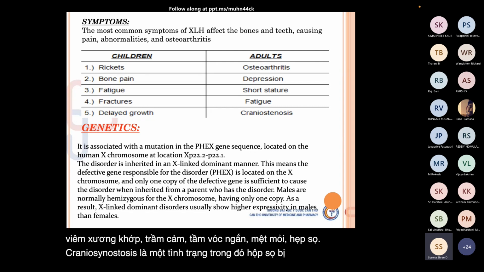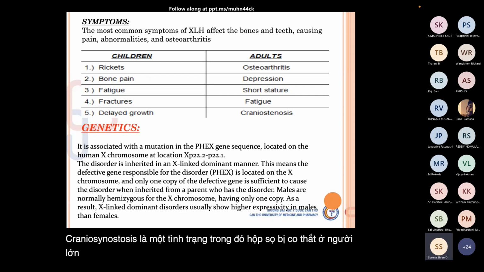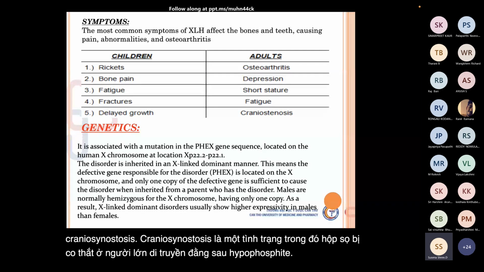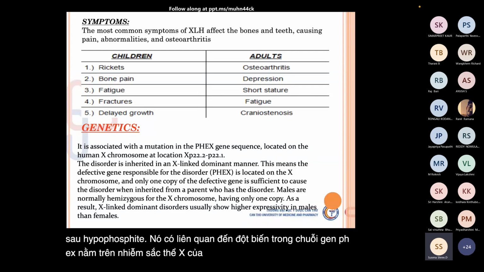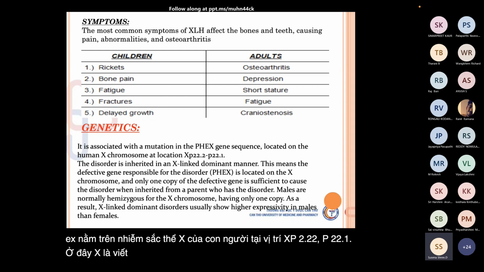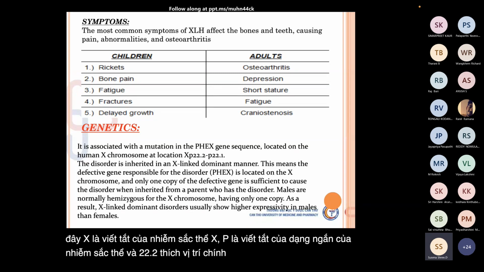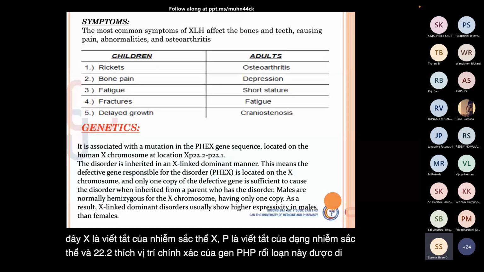Genetics behind hypophosphatemia. It is associated with a mutation in the PHEX gene sequence located on the human X chromosome at location Xp22.2 to p22.1. Here X stands for X chromosome, P stands for short arm of the chromosome, and 22.2 refers to the exact position of the PHEX gene. This disorder is inherited in an X-linked dominant manner.